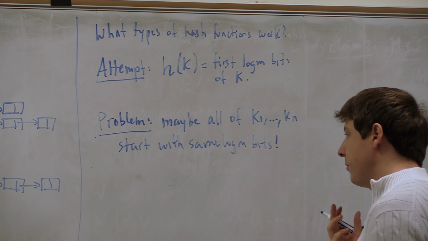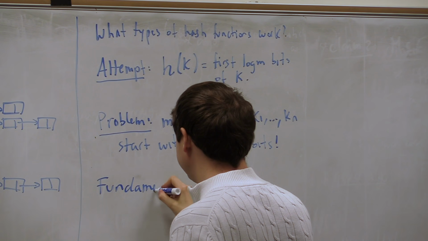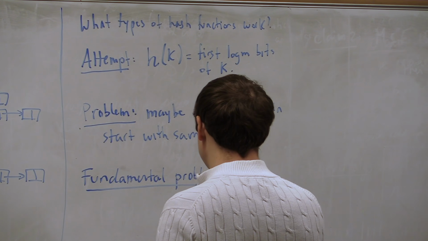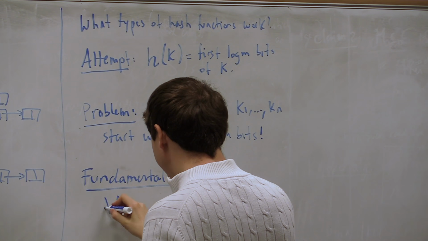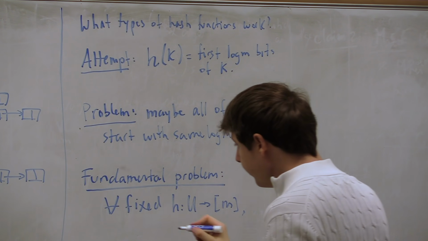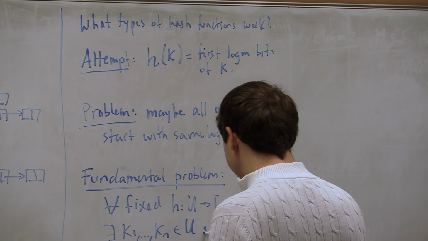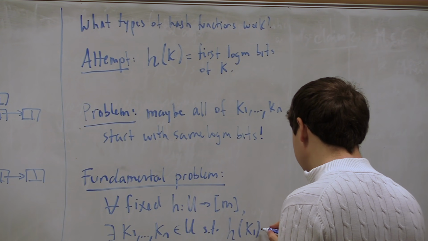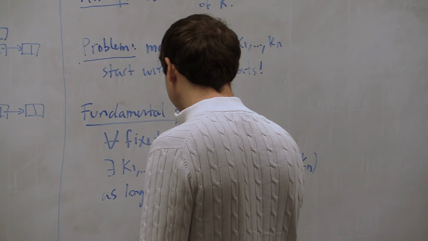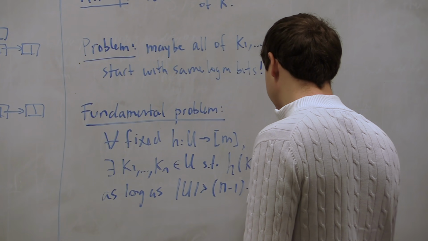But there is a bit of some more of a fundamental problem here, that in some sense, no matter which hash function I pick, there are always bad choices of keys. So specifically, for any fixed h from U to m, there actually exists some kind of bad choice of keys in the universe that make h map all of these keys to the same bucket. That's definitely bad, as long as the universe is moderately large, which is always the case. Let's say greater than n-1 times m. This is really a small universe.